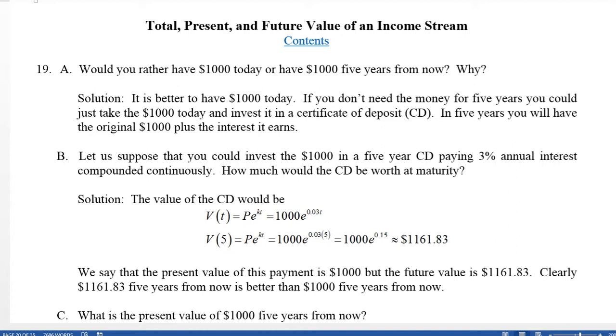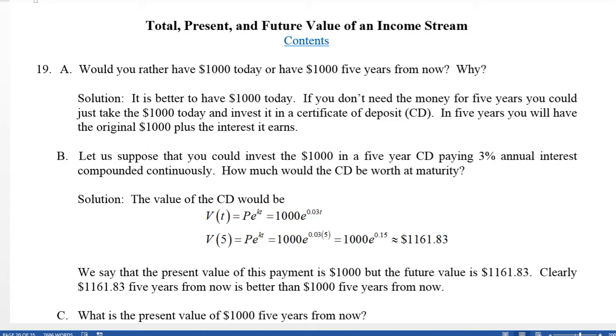Would you rather have $1,000 today or have $1,000 5 years from now? Why? Well, there's lots of reasons why you might rather have money now than in the future, but one thing we could do if we could wait for 5 years to get the money is take the $1,000 today, and if nothing else, we could buy a 5-year CD. And then in 5 years, guess what you would have? You'd have your $1,000 you started with, plus whatever interest that CD would have earned in the meantime, and certainly you would end up with more money than $1,000 5 years from now.